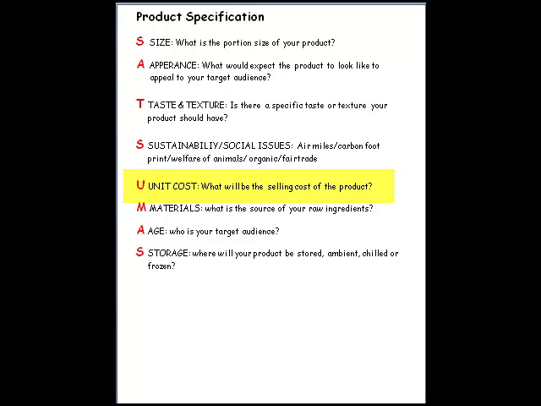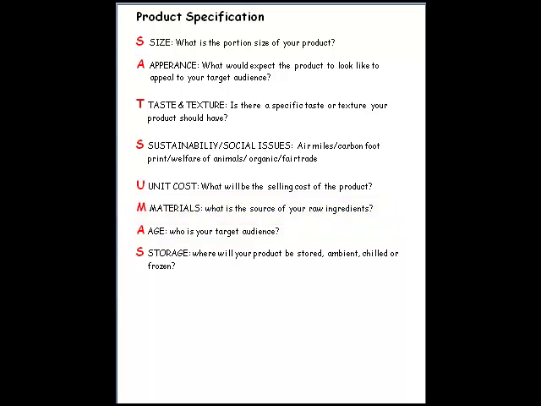So U is unit cost. What would be the selling price of the product? This would be from a questionnaire or from market research where you've identified a cost that your product would sell at. M is materials. So what is the source of your raw ingredients?